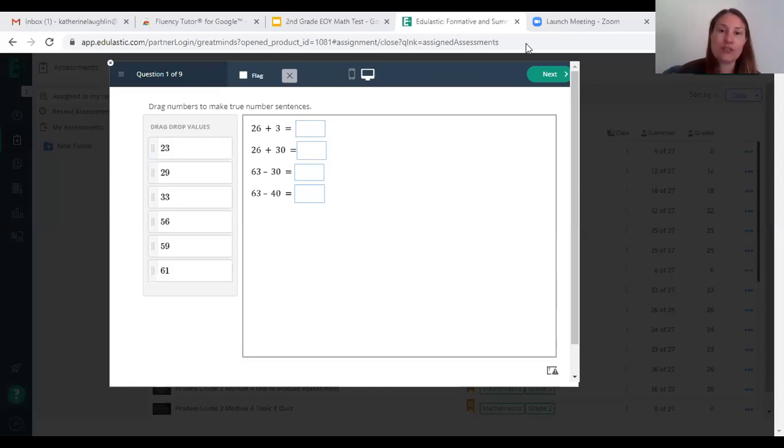So, looking at the first problem, it says drag numbers to make true number sentences. So you're going to add or subtract to find the answer. And then when you think you have an answer, you're going to click on one of the numbers over here and you're going to put it in the box. Now, I don't know that that's correct, so I'm going to put that back and double check my work. Okay? So go through, solve for the answers, and click and drag. Make sure that you have something in every single box. Otherwise, you're missing points.